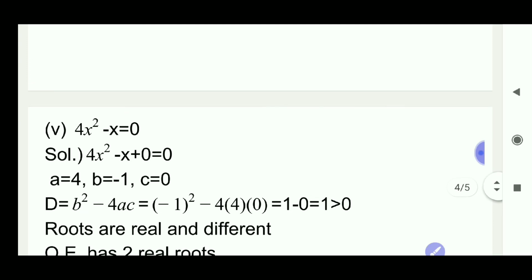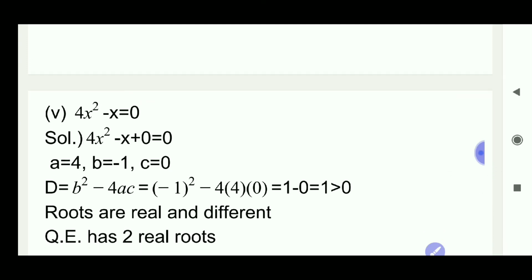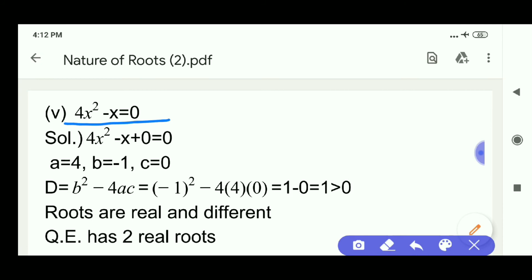One more question. 4x square minus x is equal to 0. Here also something is missing. What is it? Yes, you are exactly right. The constant term. So write the constant term as 0. That means the equation became 4x square minus x plus 0 is equal to 0. a is 4, b is minus 1, c is 0. The discriminant is 1. That means greater than 0. So roots are real and different. So the quadratic equation has two real roots.